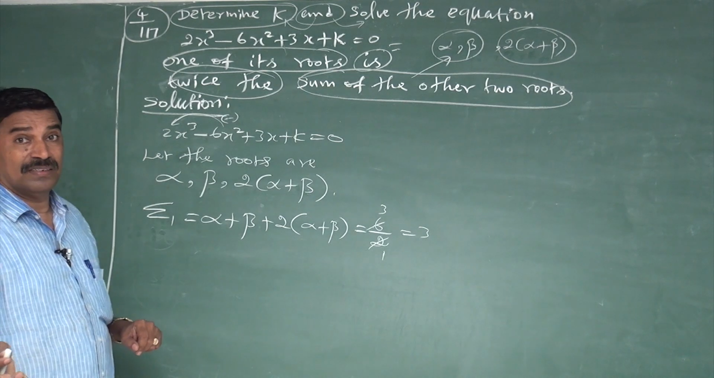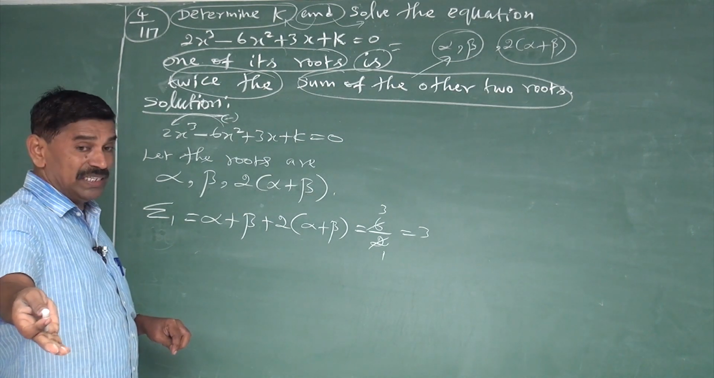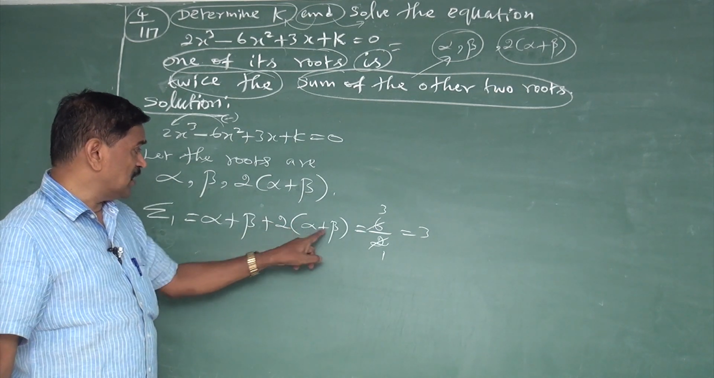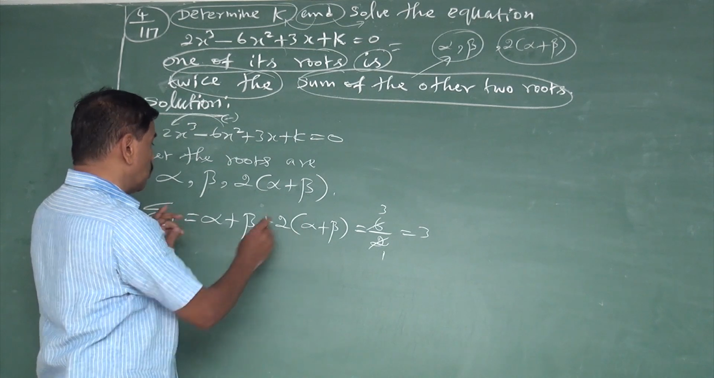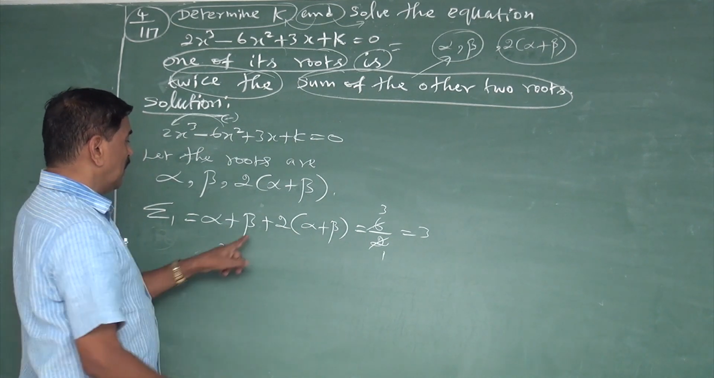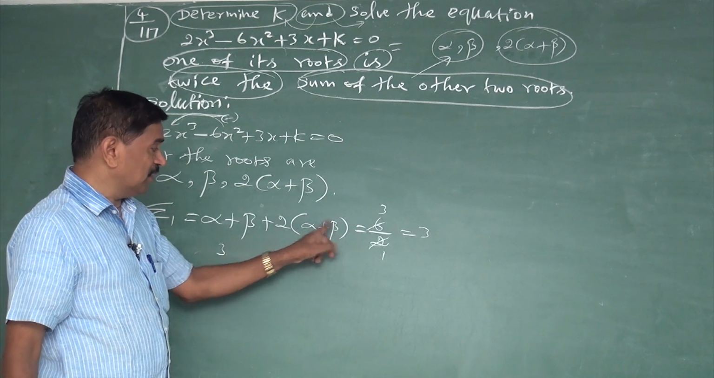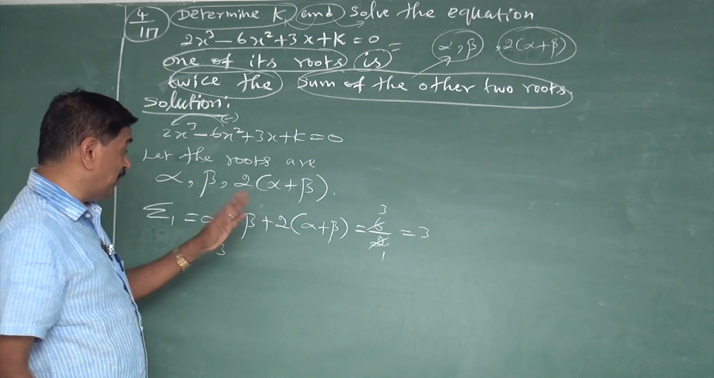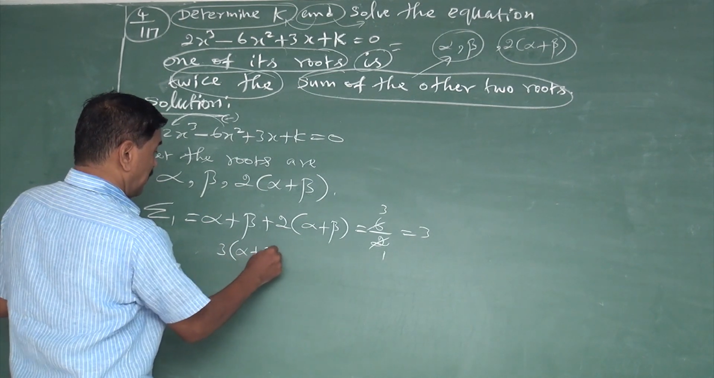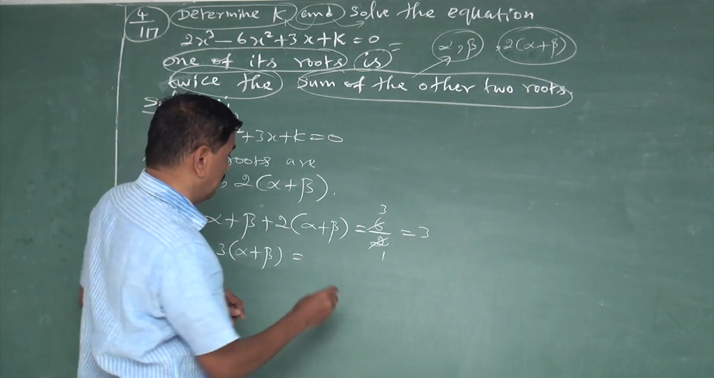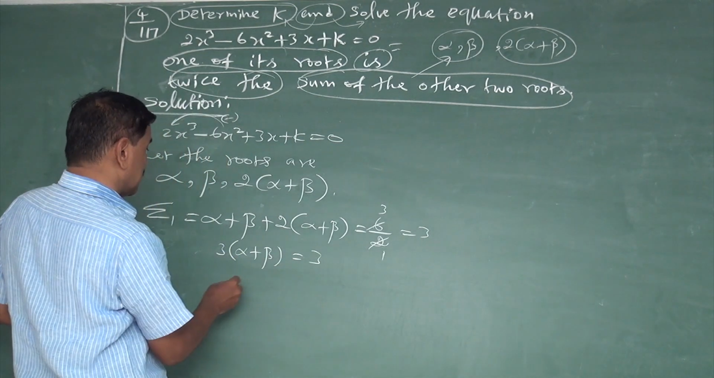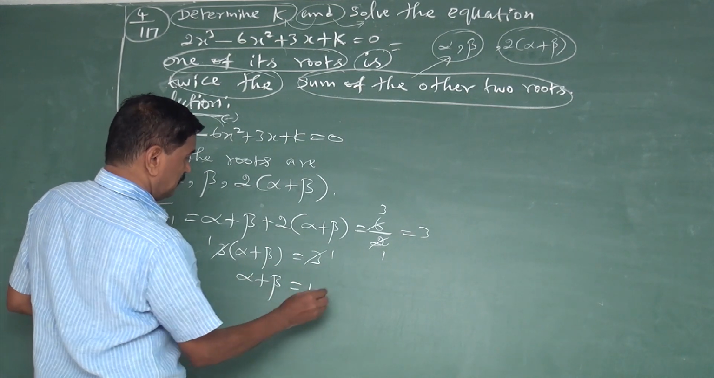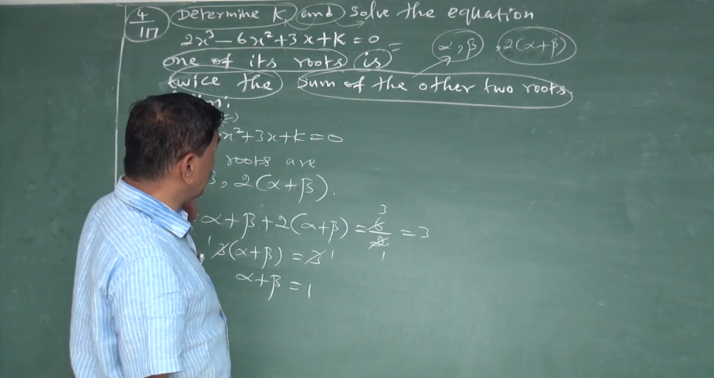Next, 3 alpha plus 3 beta, your answer is correct. Why? Alpha plus 2 alpha: here 2 is going to multiply itself, 2 alpha plus 2 beta, already 1 alpha, here 2 alpha, so totally 3 alpha. And here 1 beta, 2 beta, so 1 beta plus 2 beta, 3 beta, where 3 is common. 3 alpha plus 3 beta, so 3 of alpha plus beta equal to 3. Now 3 goes to the right side, 1 3 is 3. So alpha plus beta is equal to 1. Alpha plus beta equal to 1 is ready.